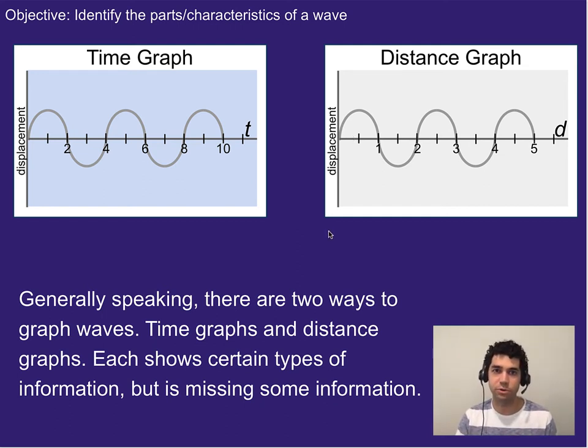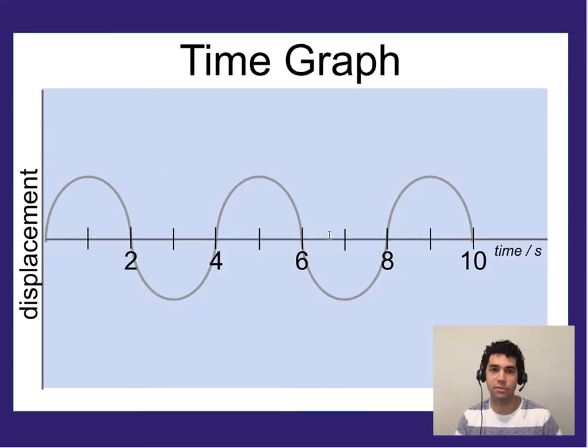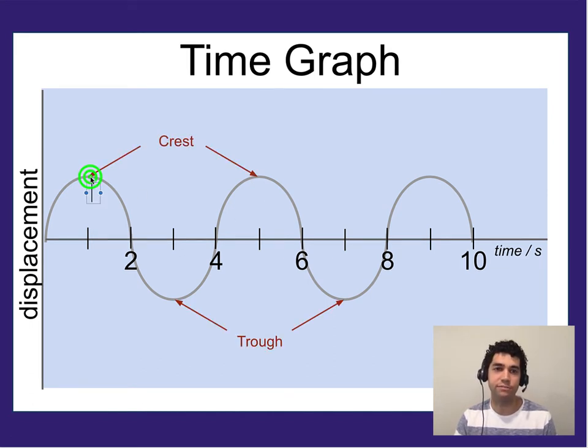Now, each graph is important, but each graph misses a little bit of information. So we'll talk more about that later. Let's start with a time graph for now. The first thing we're going to talk about on measuring a wave, we've got a nice little sine-like wave here, is the top part of a wave, which we call the crest, and the bottom part of a wave, which we call the trough. Now, these are often useful for just referring to it in shorthand.